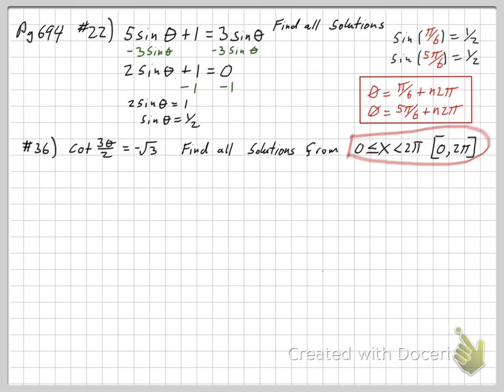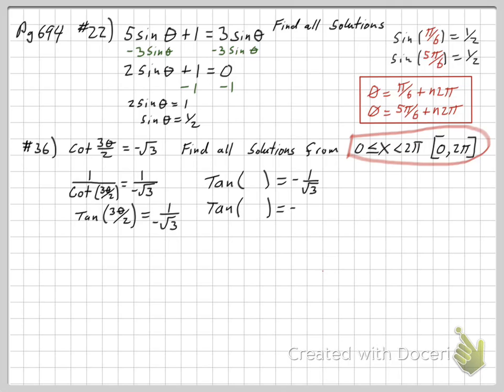And as you guys know, I hate reciprocal functions. So I know that cotangent and tangent are reciprocals of each other. So I'm going to take the reciprocal of each side of the equation. The reciprocal of cotangent is tangent. Okay, and there we go. Now, I need to find on the unit circle, where does the tangent equal negative 1 over root 3?